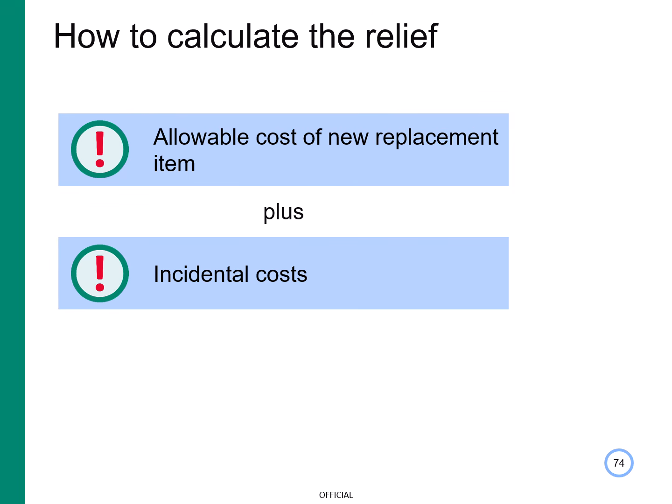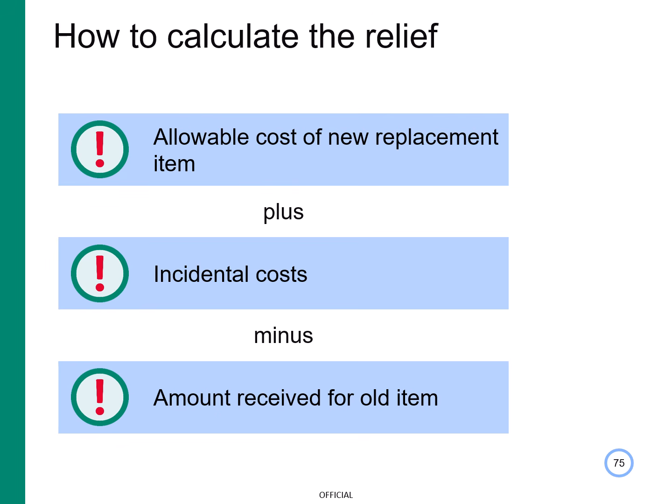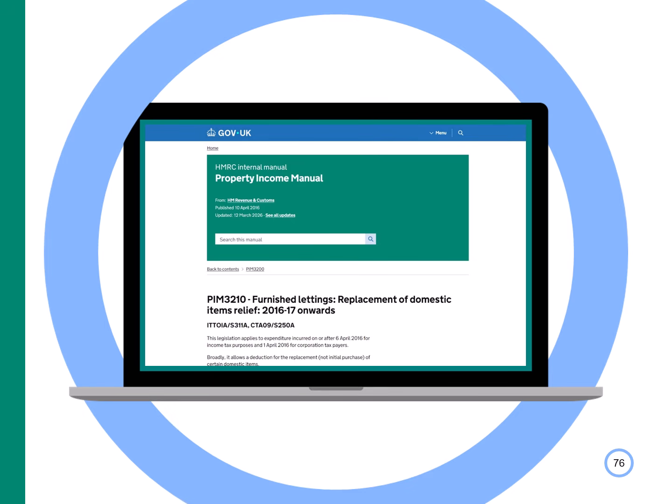Add on related costs for disposing of the old item or buying the replacement. Then take off any amount you receive when you dispose of the old item. The Help About link and this page in the Property Income Manual, PIM 3210, gives the information you need to work out the amount you can claim.